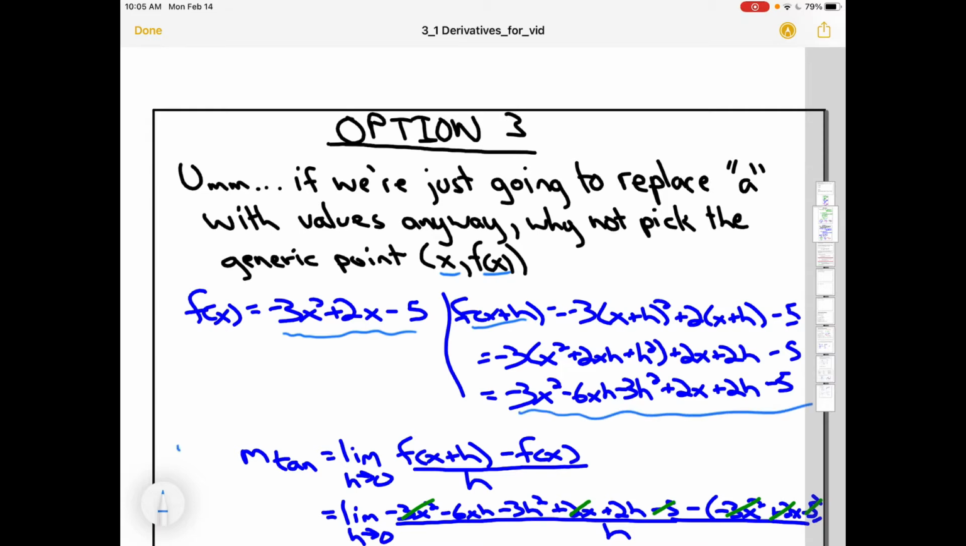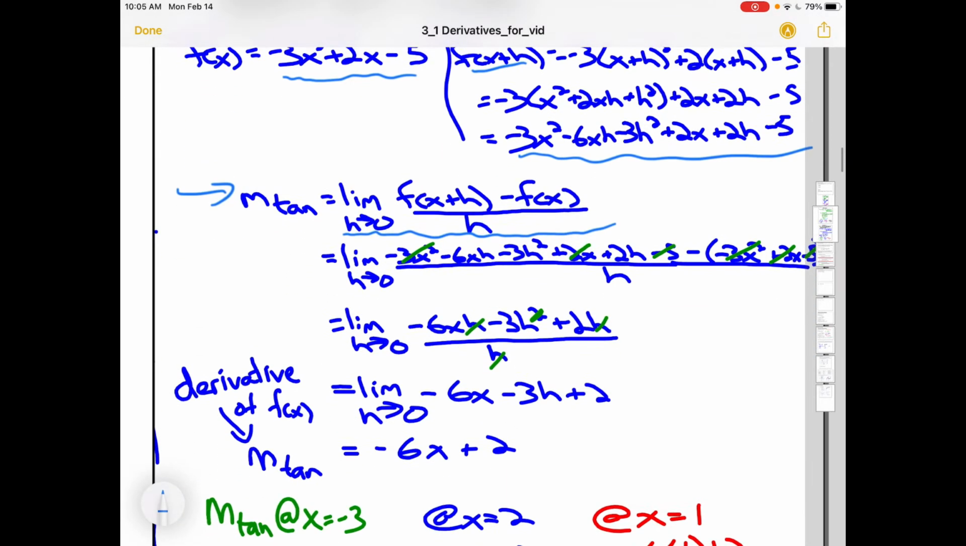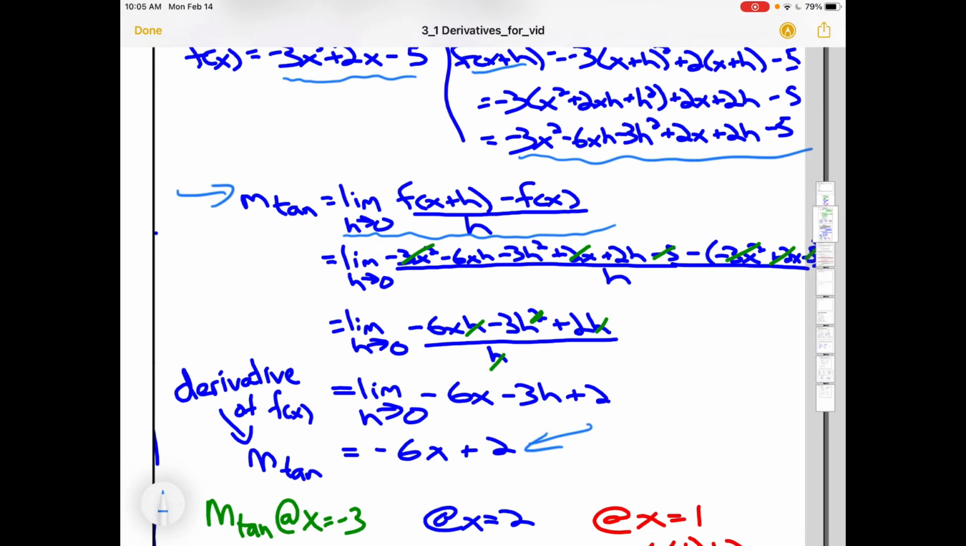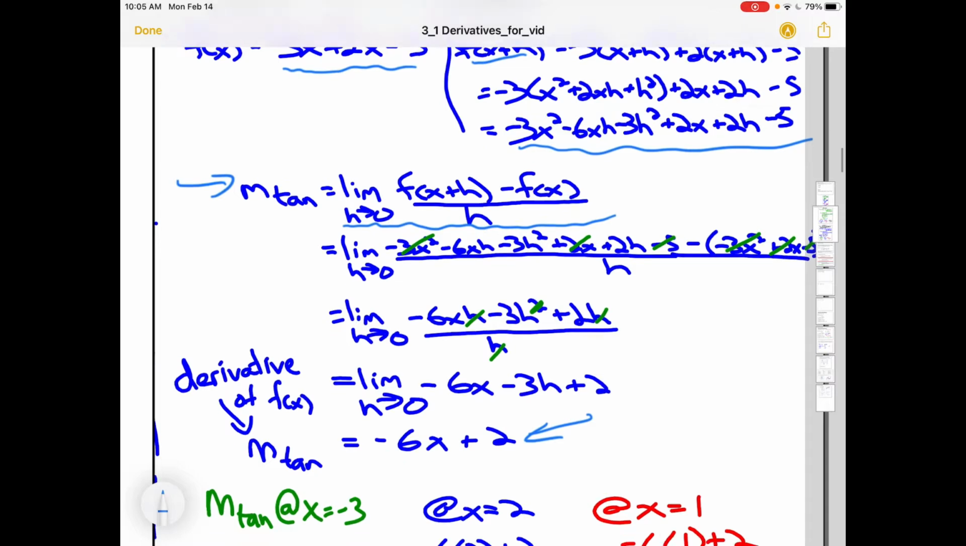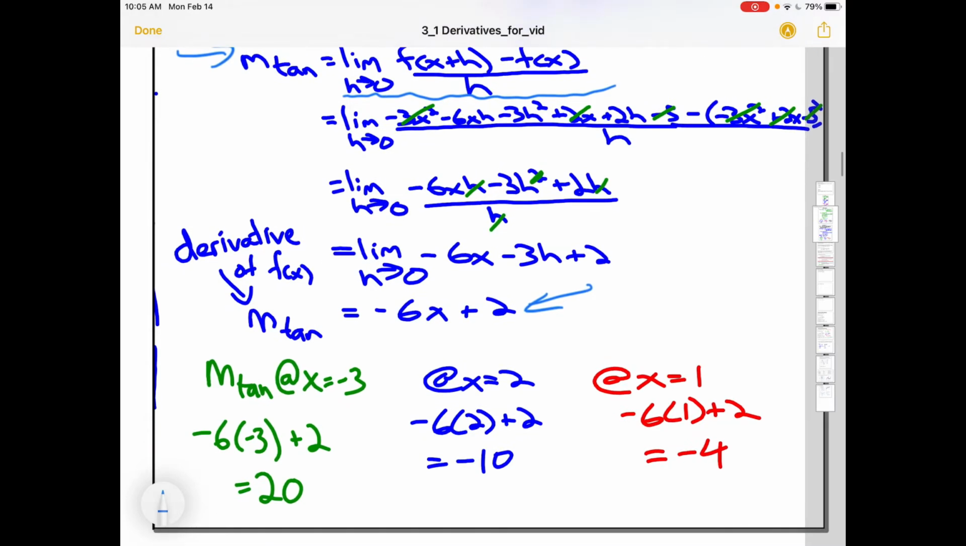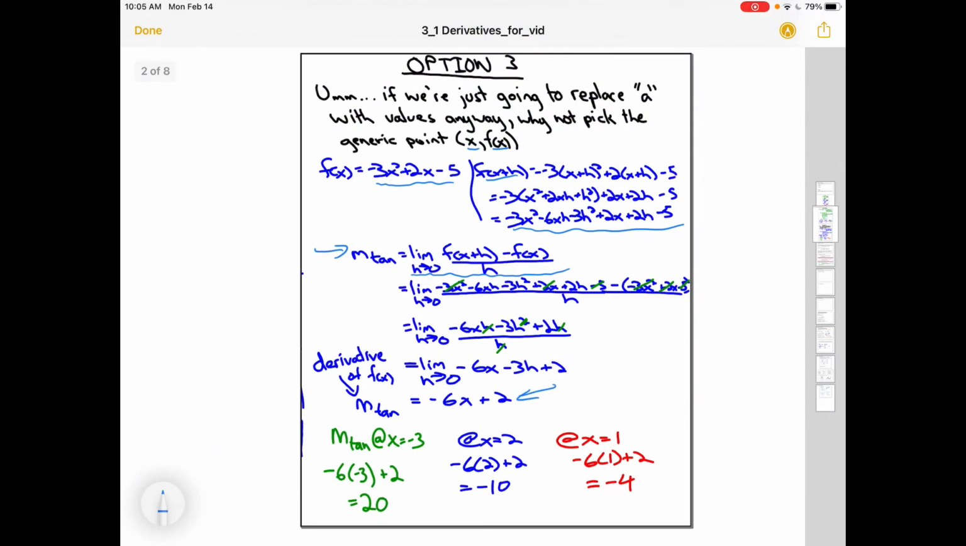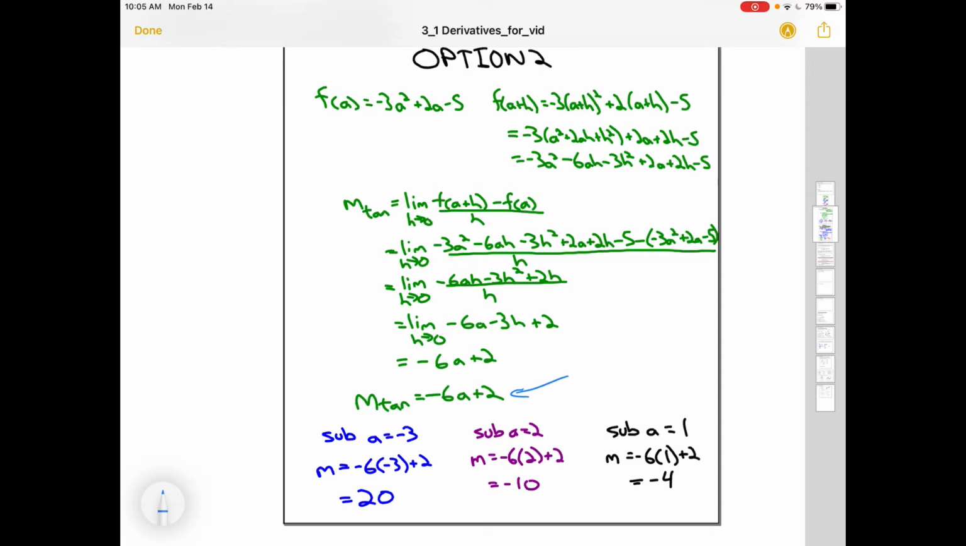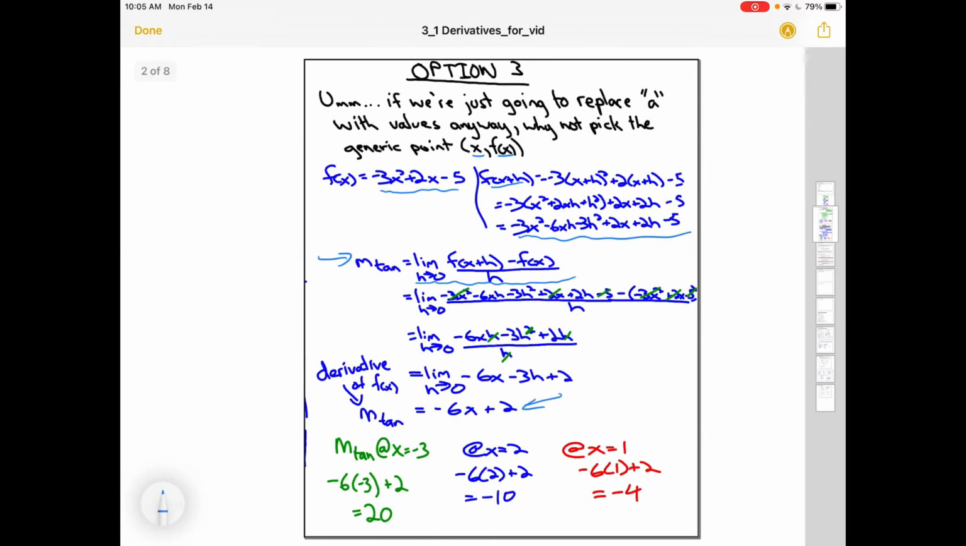And then the slope of the tangent is going to be the limit as h goes to 0 of f of x plus h minus f of x, all over h. And that is once again going to give us a little formula for the slope anywhere. And so far we're just calling that the slope of the tangent equals. And then we can sub in. Option 3 and option 2 are essentially the same amount of work. But in option 3, we don't insert a variable that doesn't really need to be there.